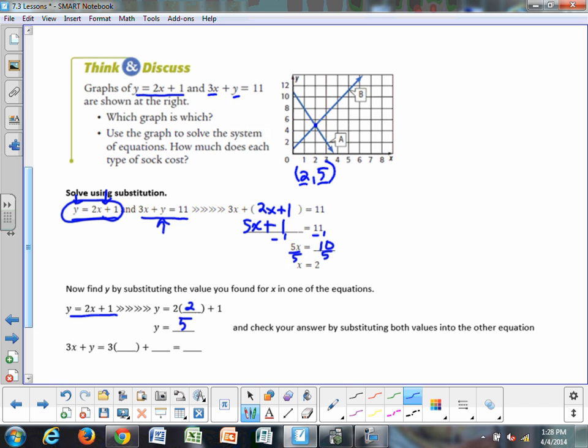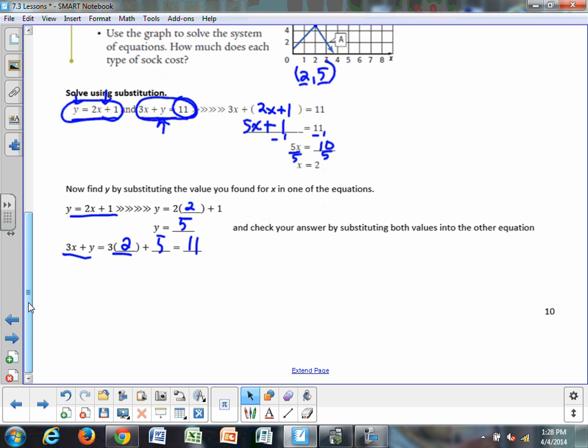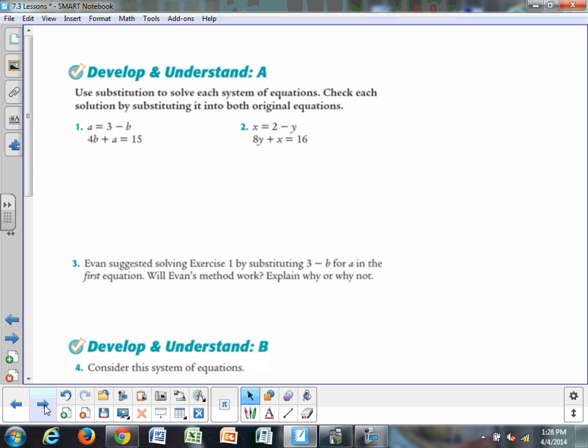And then just to make sure I have the right answer, I want to make sure that my solution works for the other equation. 3x plus y has to equal 11. That's this one. So x, I think, is 2. So I'm going to put 2 there for x, and y, I think, is 5. And 3 times 2 is 6, plus 5 is 11, which is what we should get. So we just check and it works. This method is called substitution, and it's just substituting an equal value for another one. All right, let's go to the next page here, and I'll show you how that works again.